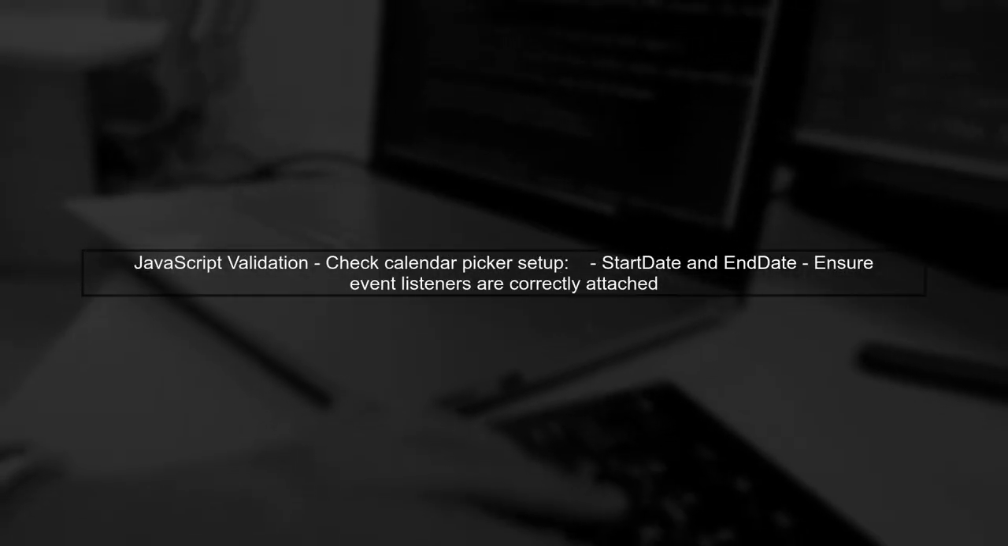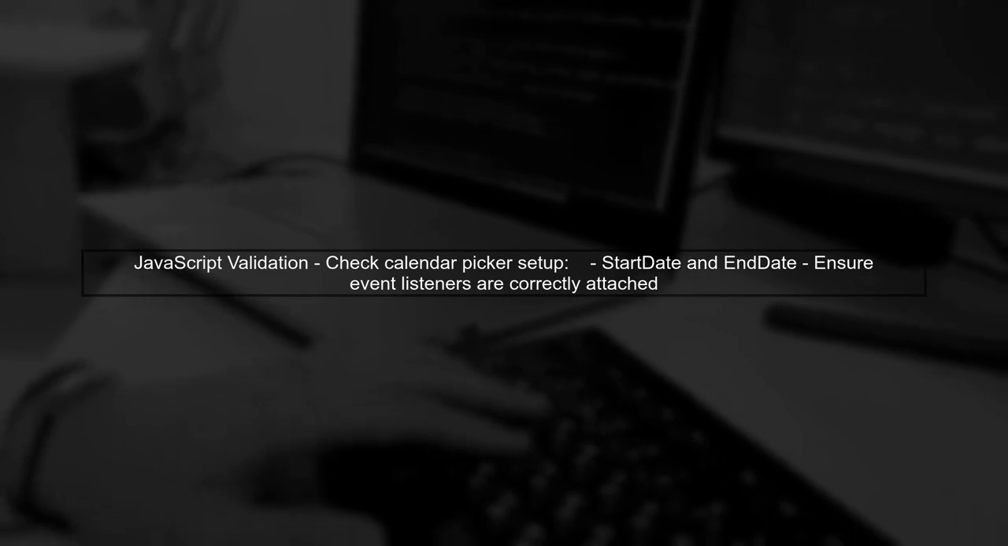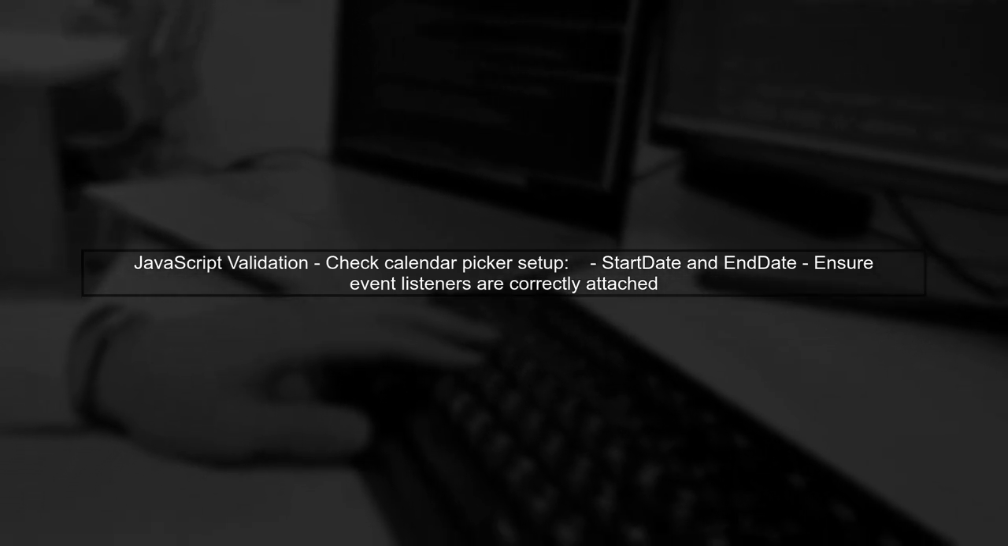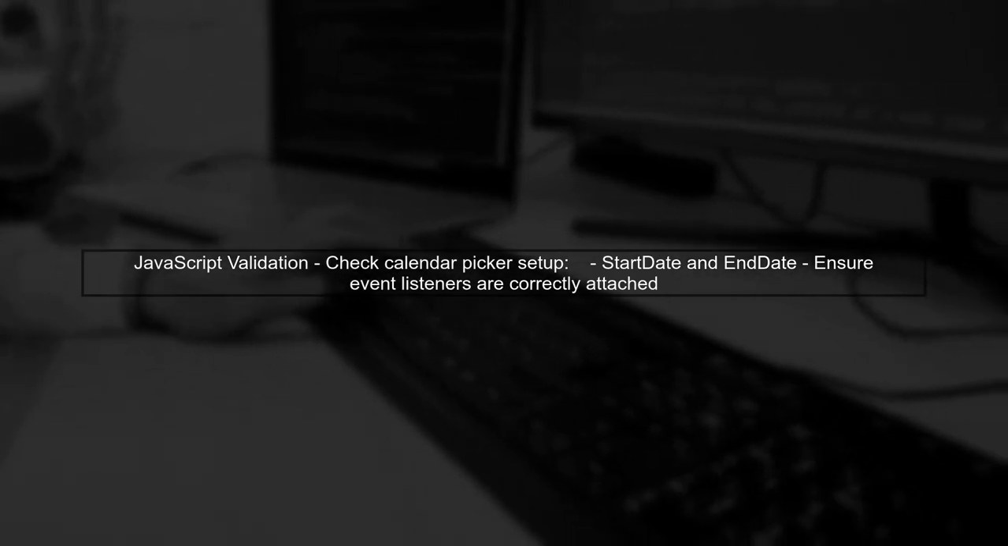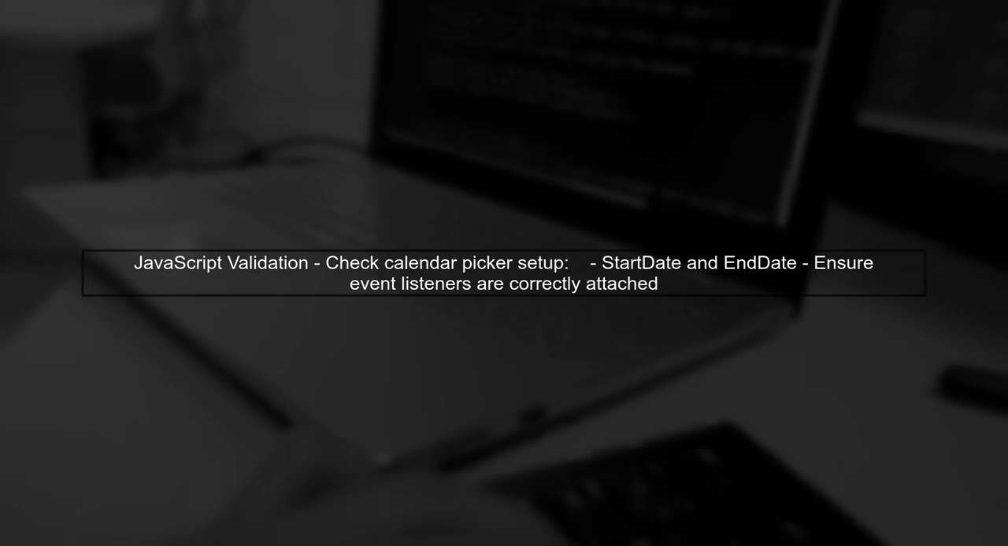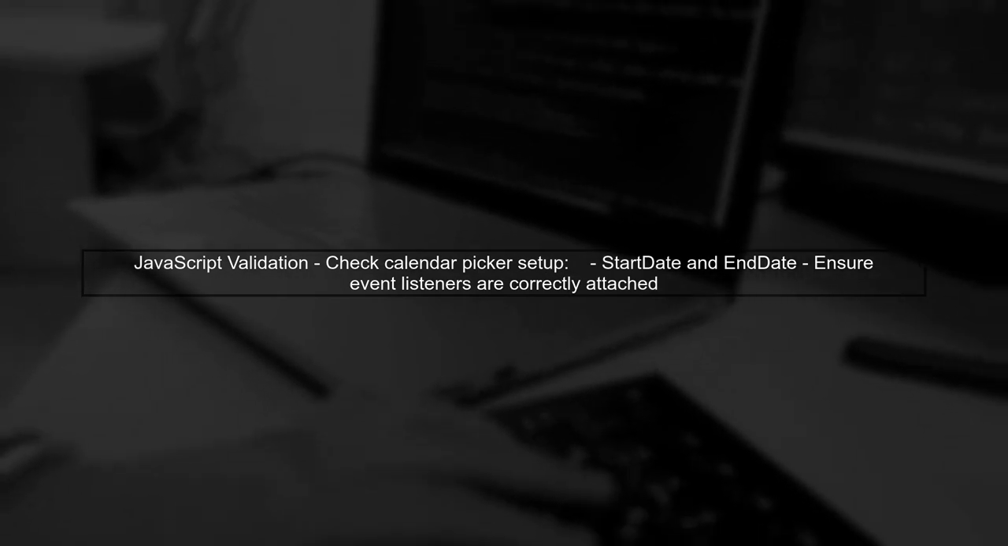Next, examine the JavaScript attached to your fields. The calendar picker script should be correctly linked to both fields. Ensure that the event listeners for both start time and end time are set up properly to handle user input.